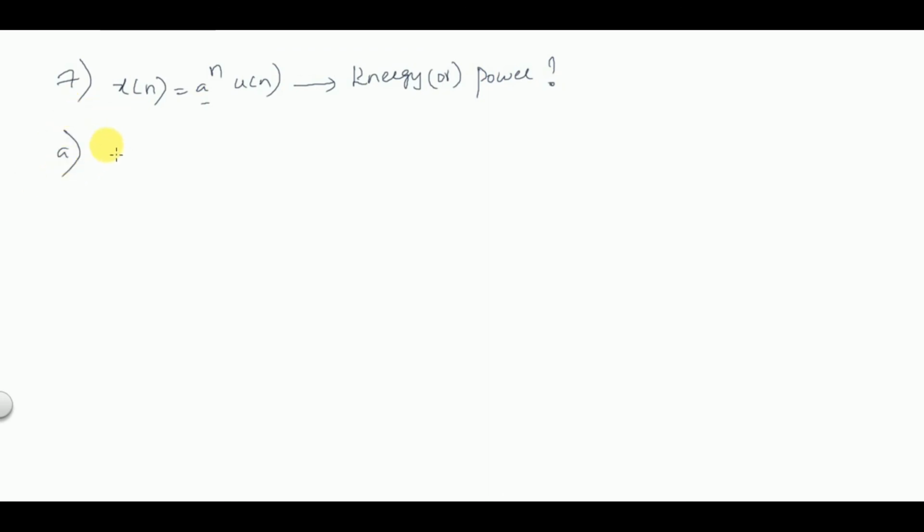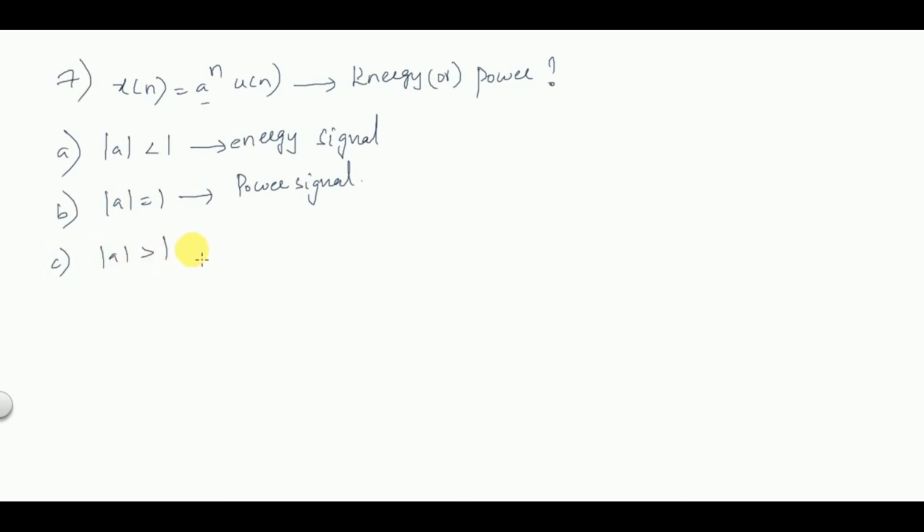Case A, if mod a is less than 1, then it is an energy signal. B, if mod a is equal to 1, then it is a power signal. And C, if mod a is greater than 1, then it is neither an energy nor a power signal. So just remember this classification.